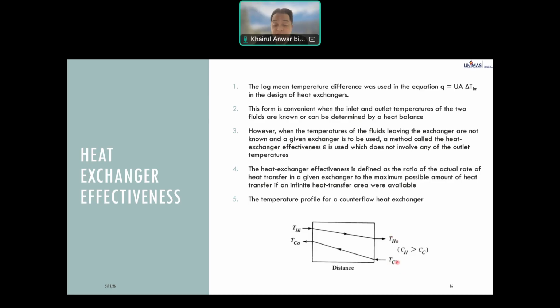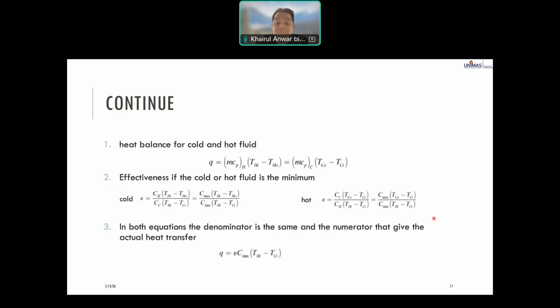However, TCI is cold, so once it enters the heat exchanger, the temperature will rise. So TCI is less than TCO. In this case, CH is more than CC. H stands for hot, C is cold. Heat balance for cold and hot fluid: we have Q equal to MCP delta T, for both hot and cold. Effectiveness depends on whether the hot or cold is the minimum.